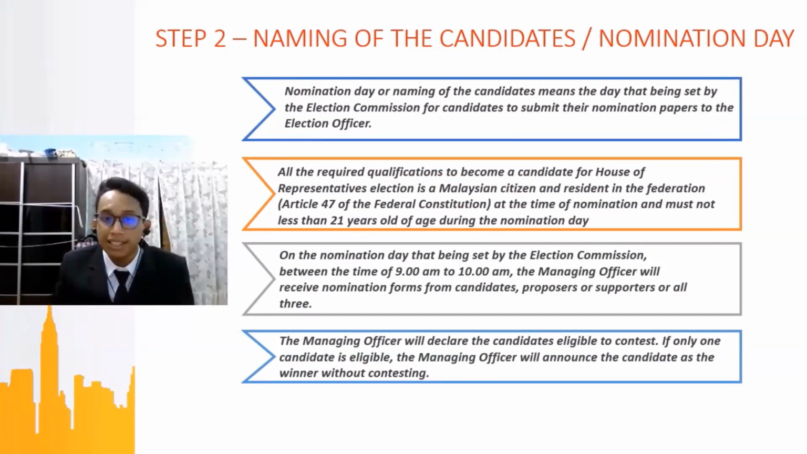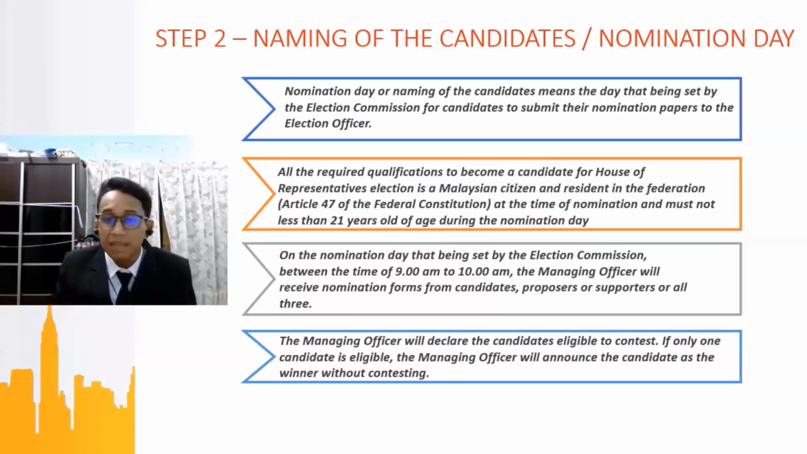The required qualification to become a candidate for House of Representatives election is to be a Malaysian citizen and resident in the Federation at the time of nomination and must not be less than 21 years of age on the nomination day. For State Legislative Assembly election candidates, the required qualification are a Malaysian citizen and resident in the state where they wish to compete and must not be less than 21 years of age on the nomination day.